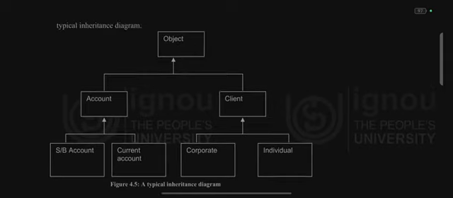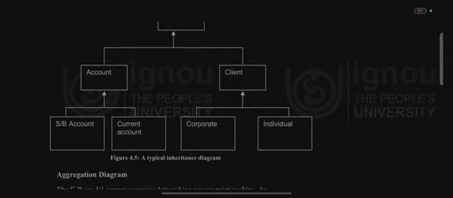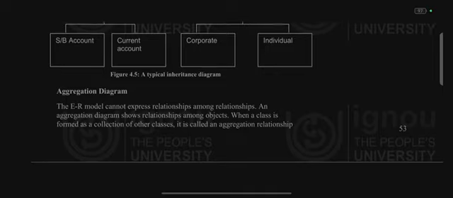Object, account, client. Under account comes SB account, current account. Under client comes corporate or individual. So it is a typical inheritance diagram.